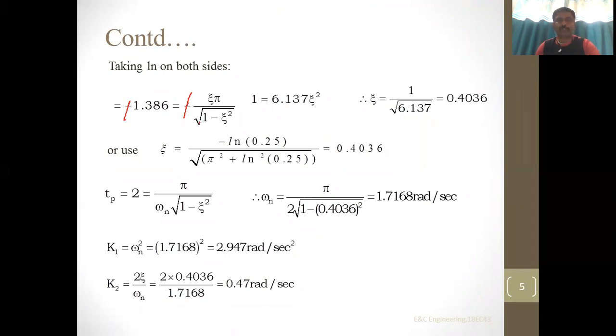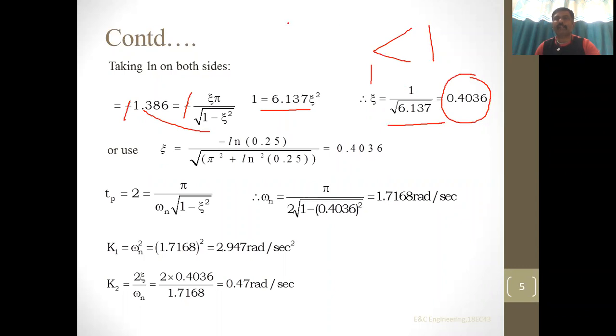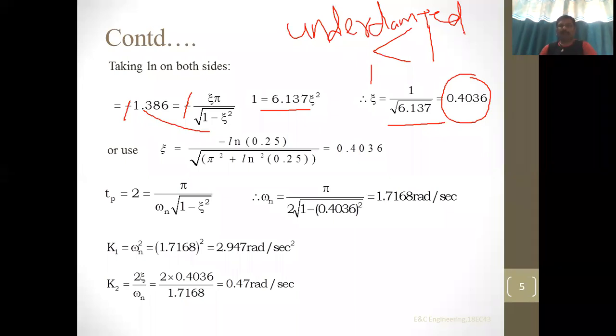Is it okay? After simplification, I'll cross multiply this. Later I'll square it and simplify. Finally, the resultant will be 1 is equal to 6.137 xi square, or xi is equal to 1 divided by root of 6.137, which is 0.4036, which is less than 1, and it is the under damped case. Is it okay? This problem is an example for the under damped case. Why? Because xi resulted with a value 0.4036. Is it okay? Now we evaluated xi value.